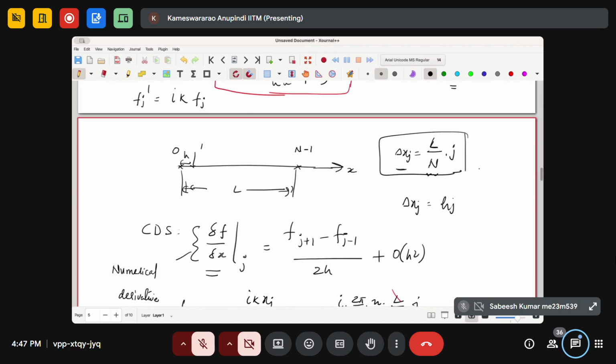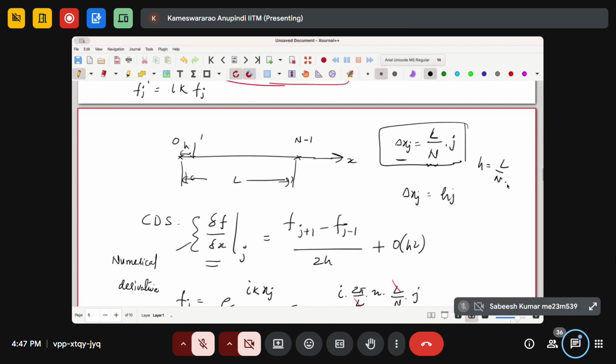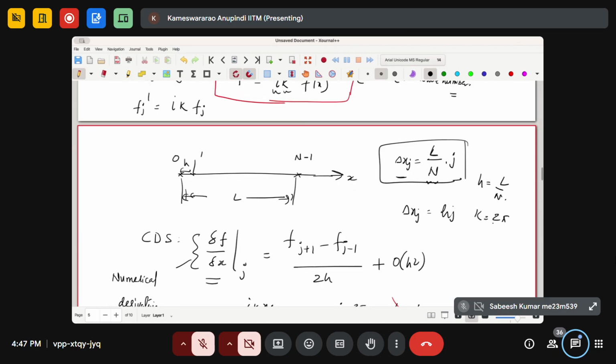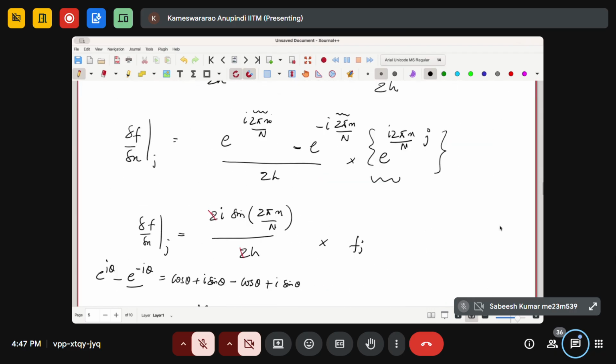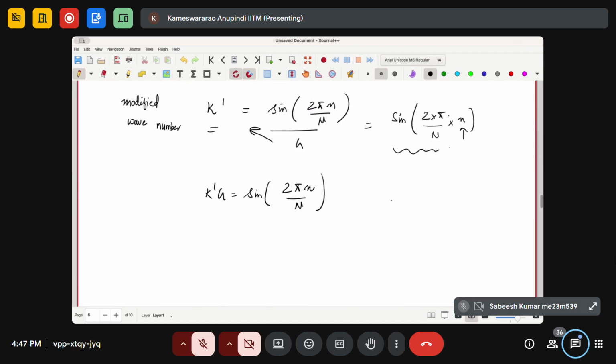Okay, my h equals L by n, right? That is what I have. And then my k equals 2 pi by L, which we have done before. So I can rewrite this with these two definitions. My wave number k equals 2 pi by L, and h equals L by n, that is the length divided by the number of points. So if I write k times h, that is going to be 2 pi by n, because L will get cancelled.